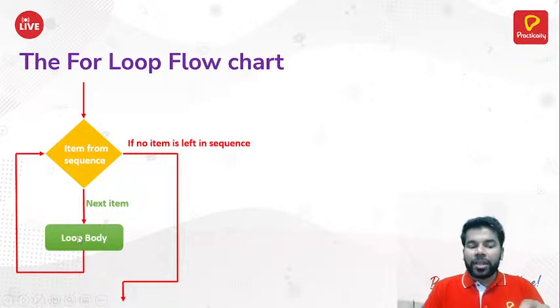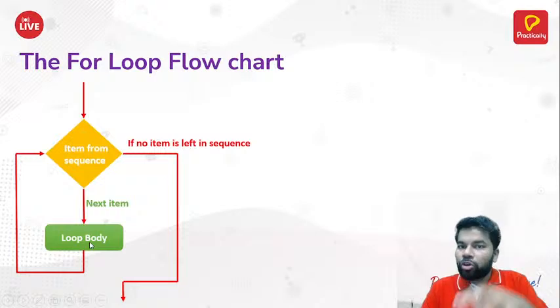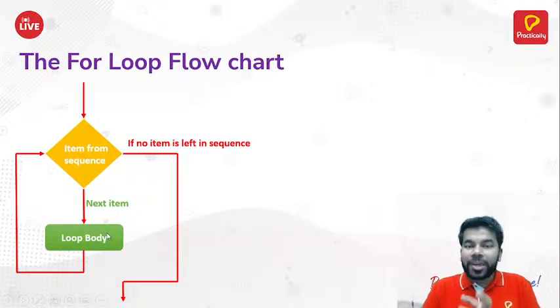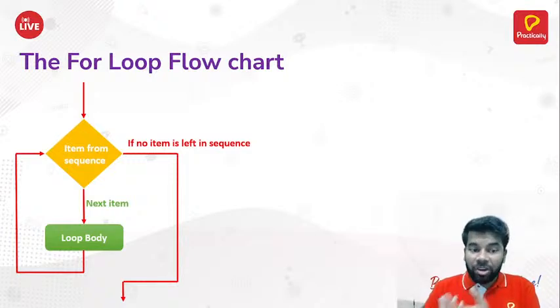Suppose there is a print I. The loop body indicates the statement that we want to execute below the code. In case of numbers, it is like print I. Whenever you are working with graphics, it will be t dot forward, t dot right. These are the statements that come under the loop body.